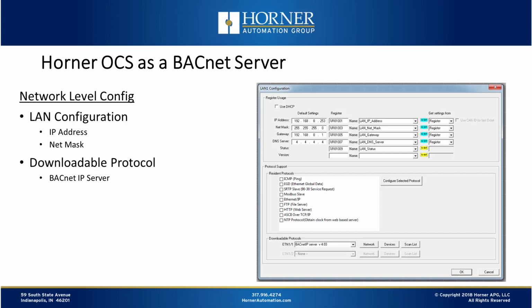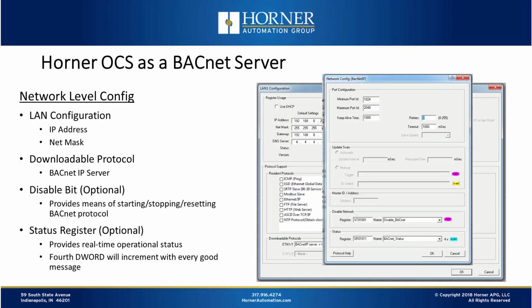Just like with MSTP, we do have network level configuration that we have to do, but instead of configuring baud rates, this is where we're configuring our IP address, net mask, etc. And then from the LAN configuration area, which is where those are all set, at the bottom left, you'll see a downloadable protocol area, and that's where from the pull down list you can select BACnet IP server as an option. So that's all you need to do on the network level: set the IP address, the net mask, and then select BACnet IP server from the downloadable protocol list.